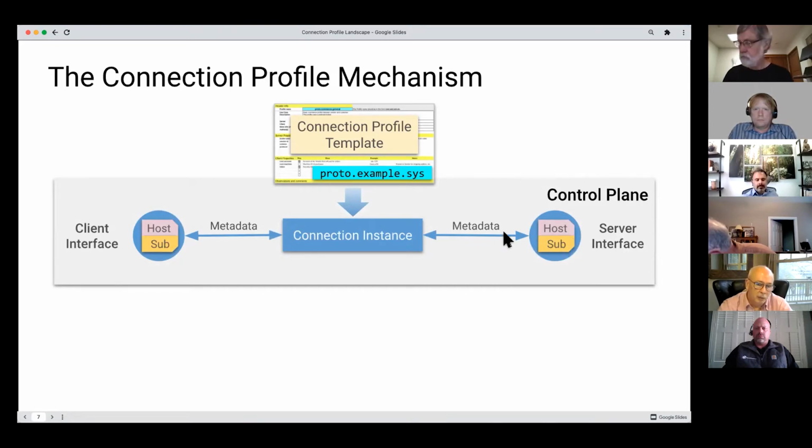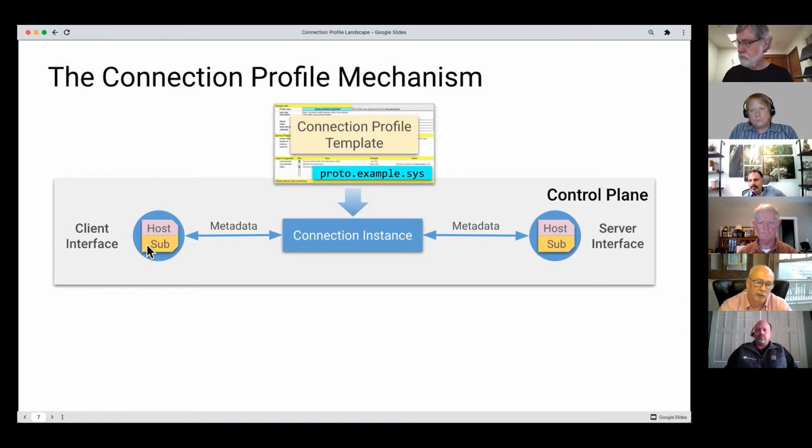But what's important to note here is this is just metadata, right? This is metadata about how the actual client subsystem and the server subsystem will need to communicate with each other. This metadata is then available to both the client and the server instances.